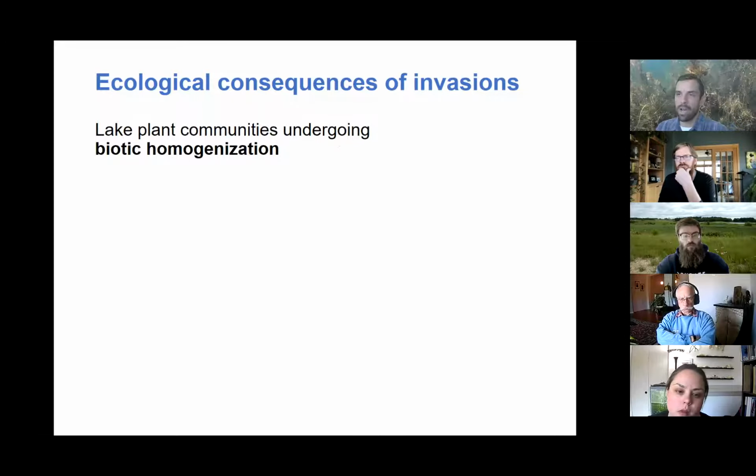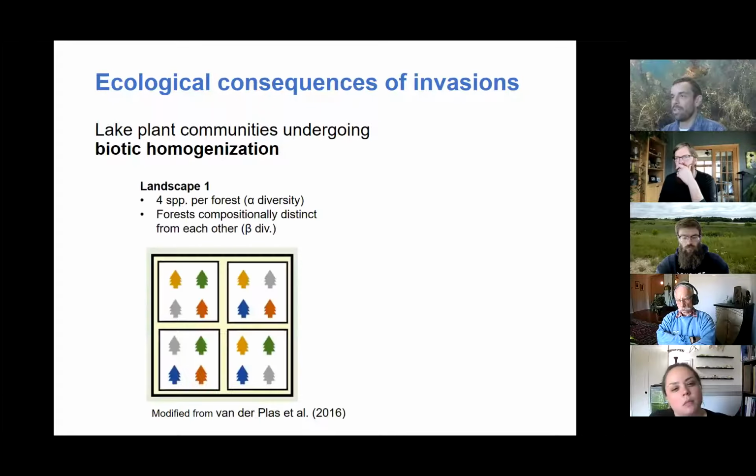So that's what's going on in terms of the numbers of species, but there are additional changes to lake plant diversity that are important. And in particular, we found that lake plant communities are undergoing biotic homogenization. So what do I mean by that? I'm going to use this sort of cartoon forest. We have a landscape. We have 4 different forests. Each of those forests has 4 tree species represented with the different colors. And that's their alpha diversity, their local diversity.